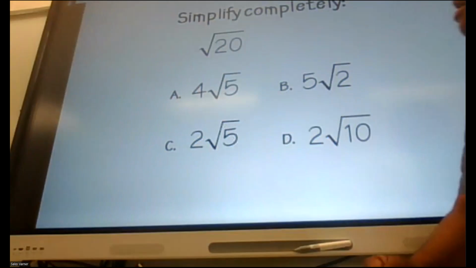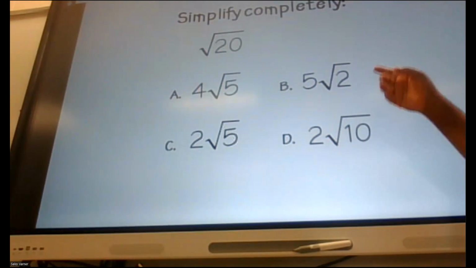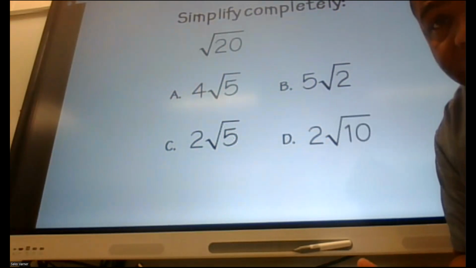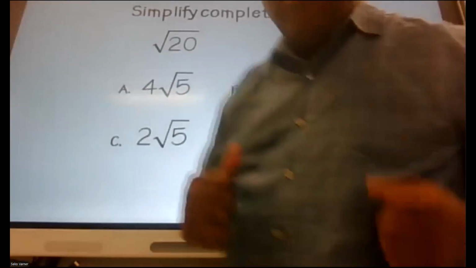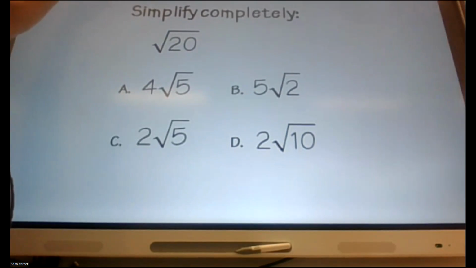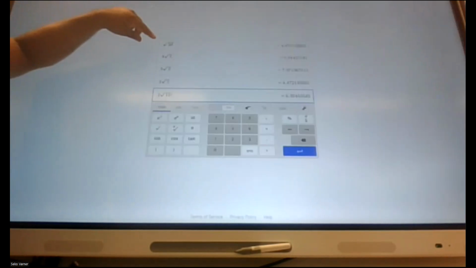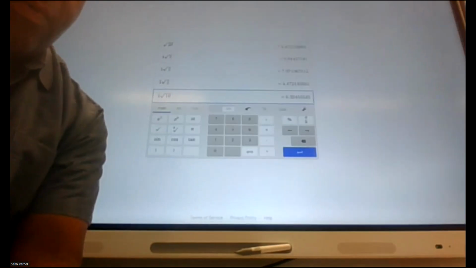Hey, guess what? Miss Brewer just taught us something new. Check this out. You need to simplify this completely, right? And let's say you didn't know how to factor, or you want to do it quickly and just get it done. So watch this. We're going to go to a handy dandy Desmos. We go to the scientific calculator and we plug in the square root of 20, and we see the numbers.